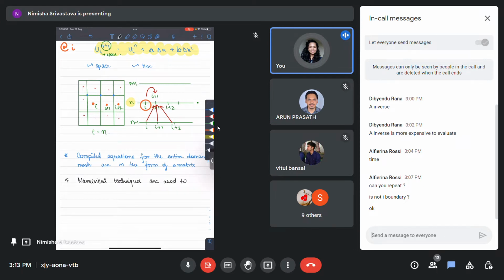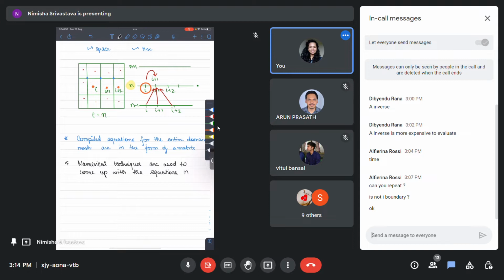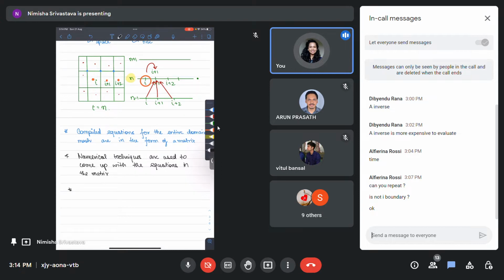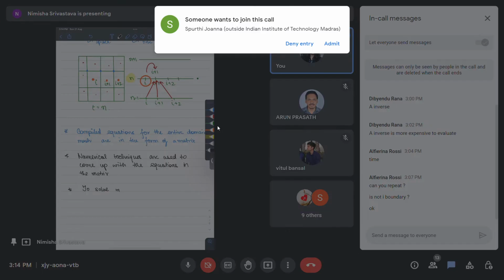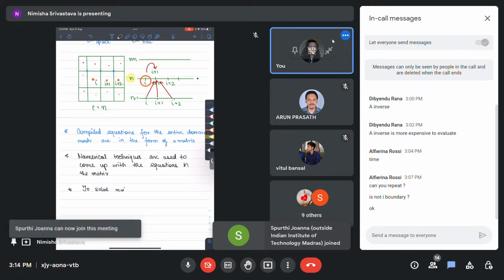We use numerical techniques to come up with the equations in our matrix. That is level one of using numerical techniques. And then the second place where we use the support of numerical techniques is to solve that matrix. Okay, to solve the matrix, we use numerical techniques.